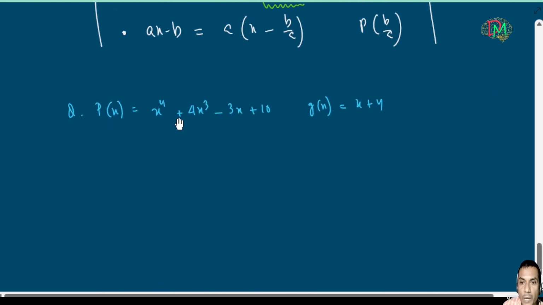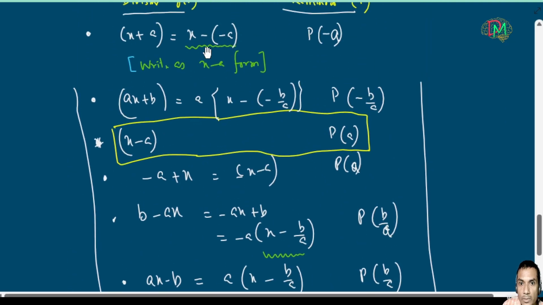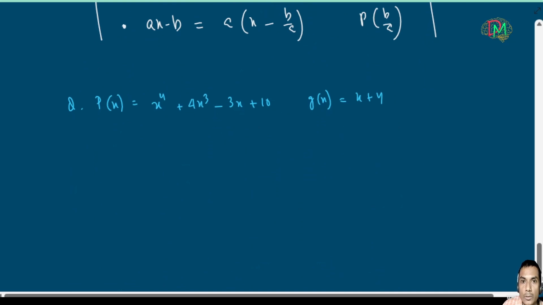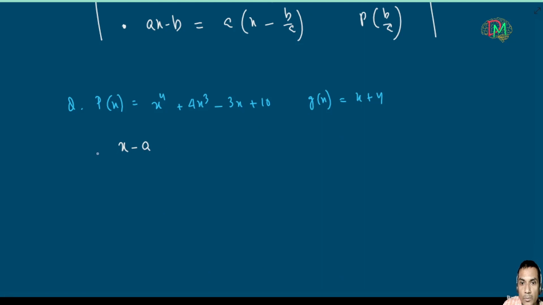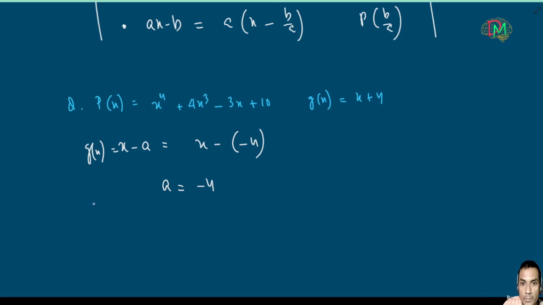So we can apply this here. You just think about what x plus 4 is. How can we apply it here? x plus 4 is given, so you have to first convert this into the x minus a form. So g(x) is equal to x minus a, which is x minus of minus 4. So here a is equal to minus 4. Done. Now we put the value into the given p(x), and we get the remainder.